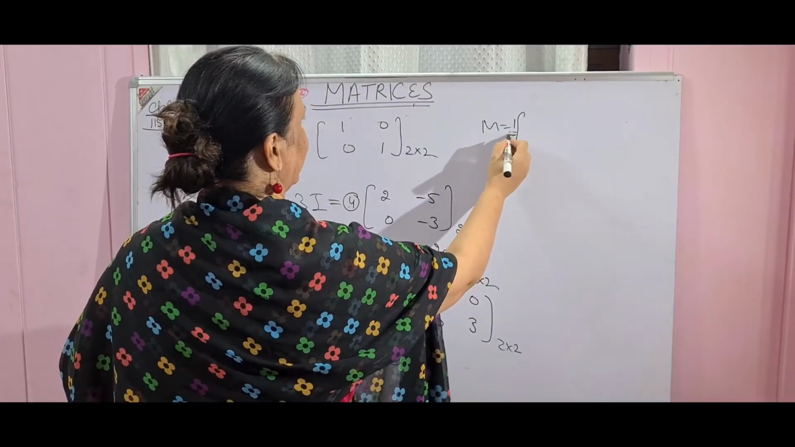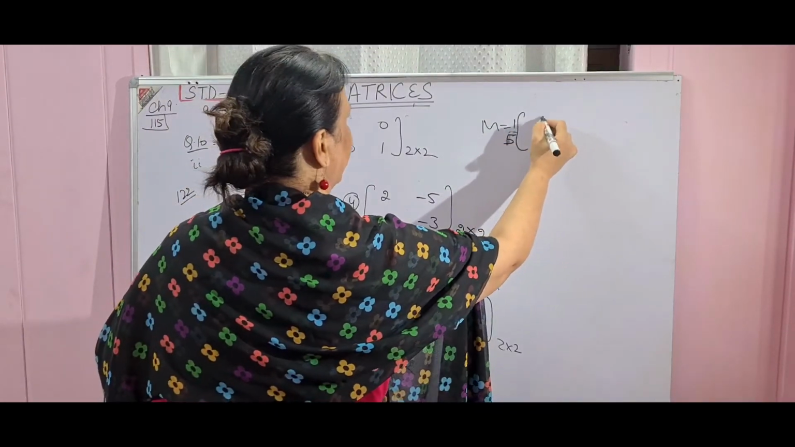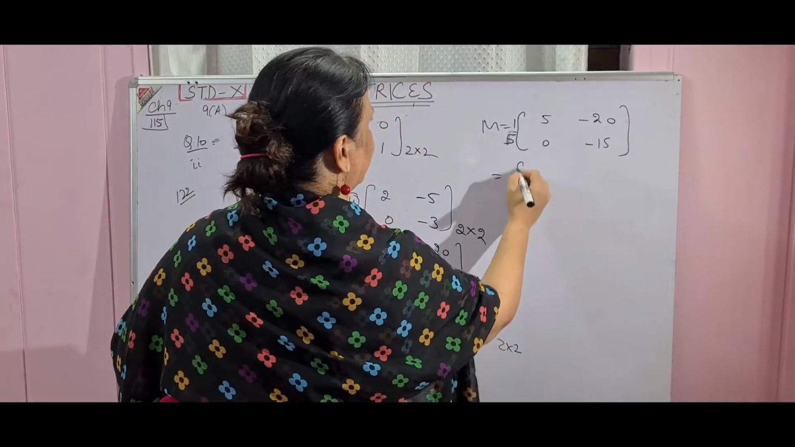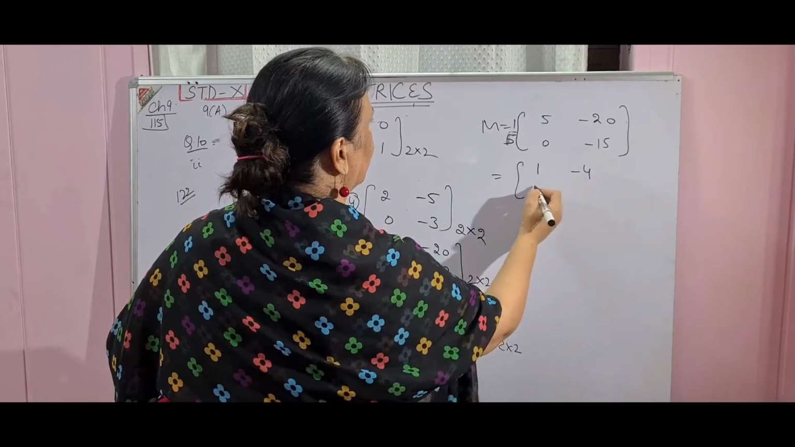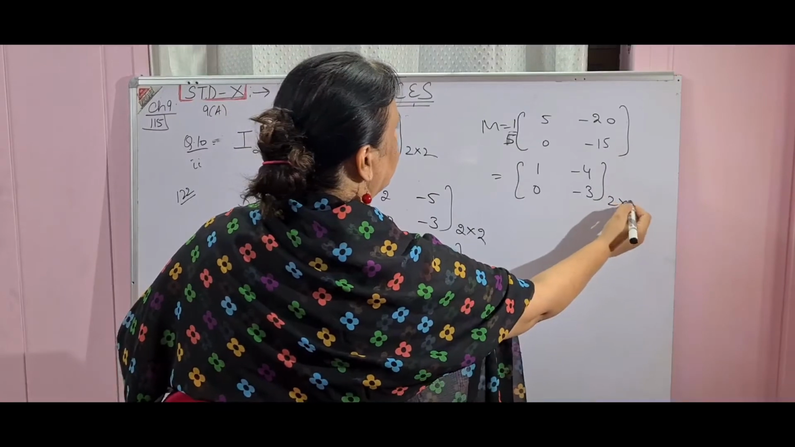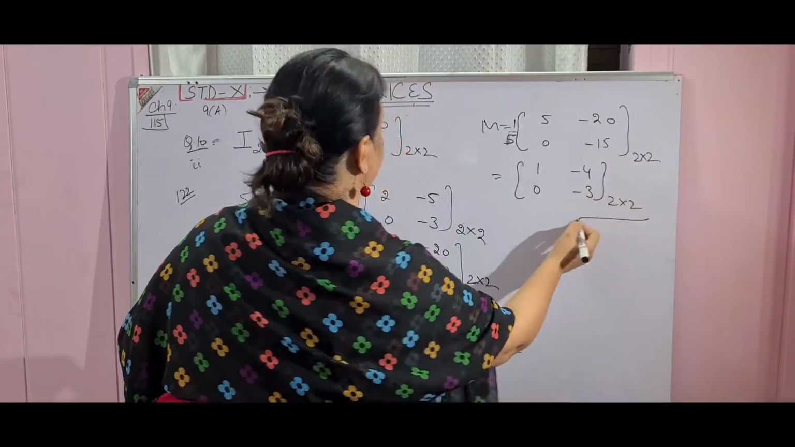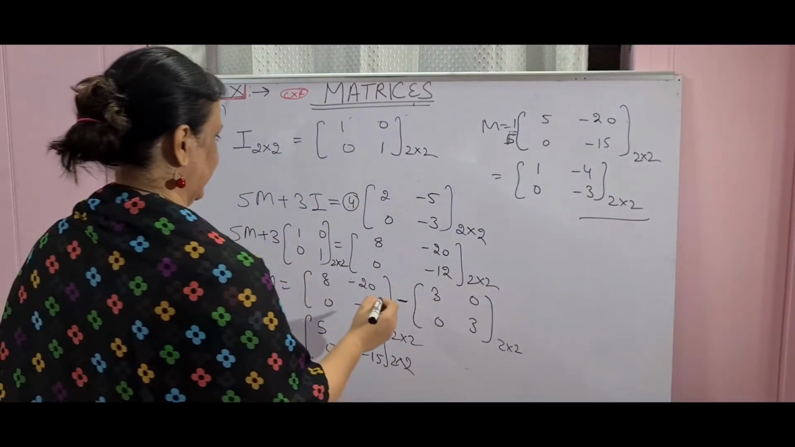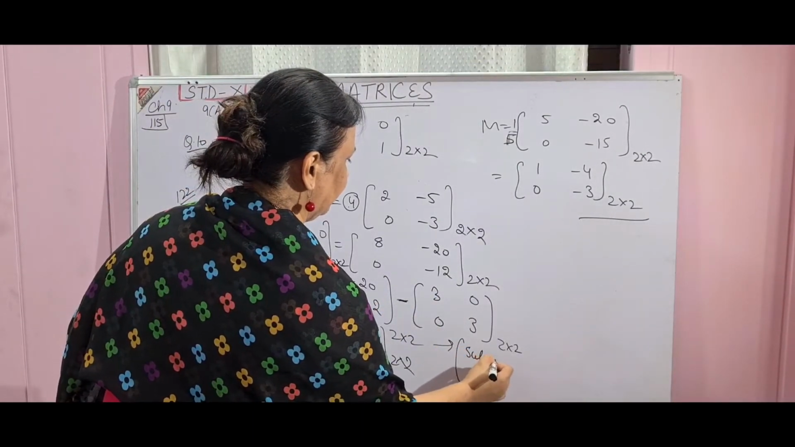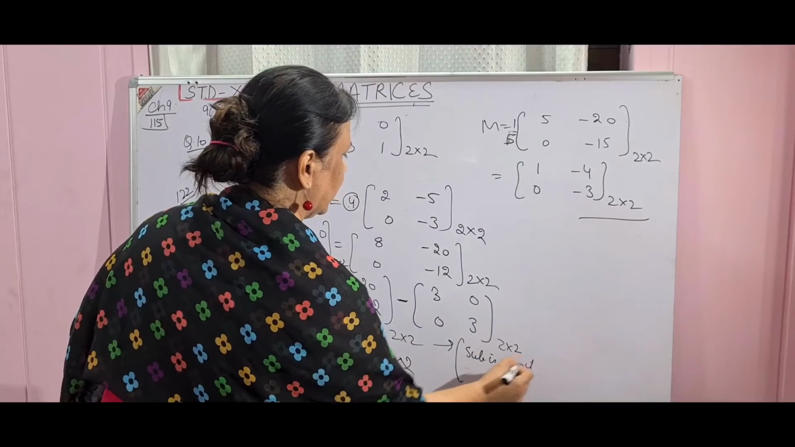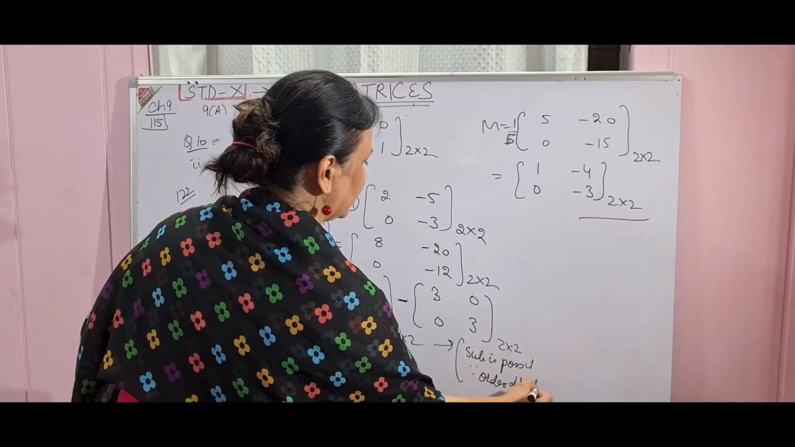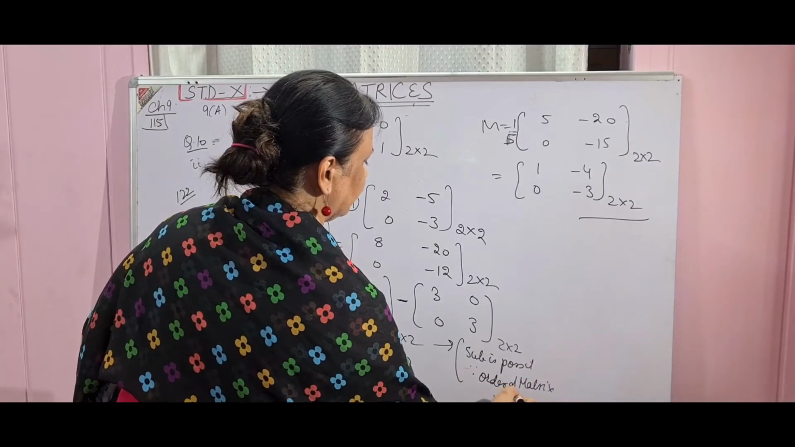I take to the right hand side 1 upon 5, and again 5 minus 20, 0 minus 15, or this will be equal to 1 minus 4, 0 minus 3. I divided each of the elements by 5, and see, this is my required answer. And the rule to be written here: subtraction is possible only because the order of the matrix is the same.